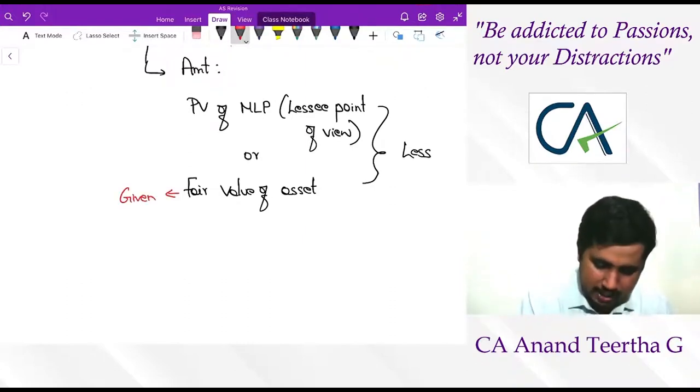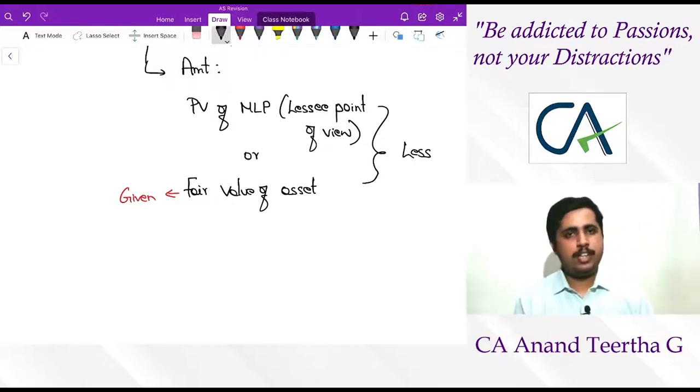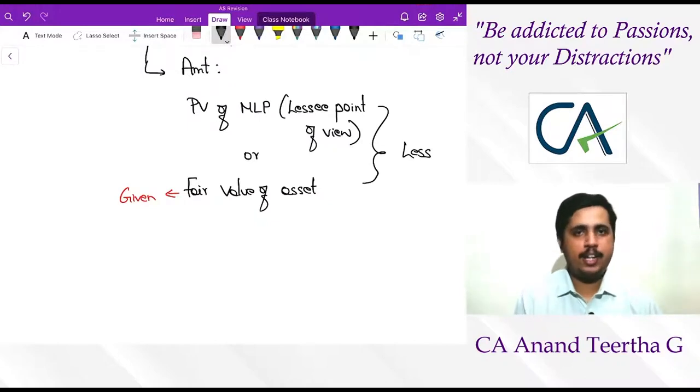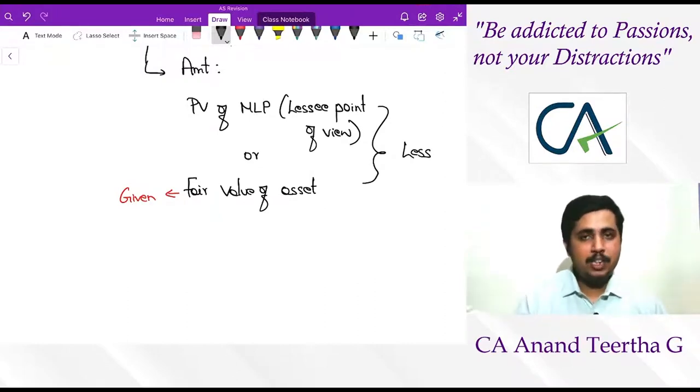Fair value is basically what? The actual value of the asset, which will be dealt in a knowledgeable market under arm's length price. So under arm's length price in a fair market, if a particular asset could be bought and sold, at what value will it be bought and sold? That will be fair value. It will be normally given in the question. But present value of minimum lease payment you have to calculate.